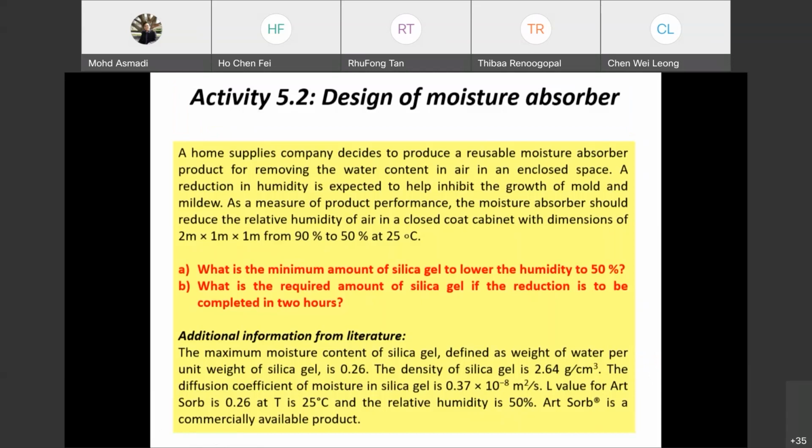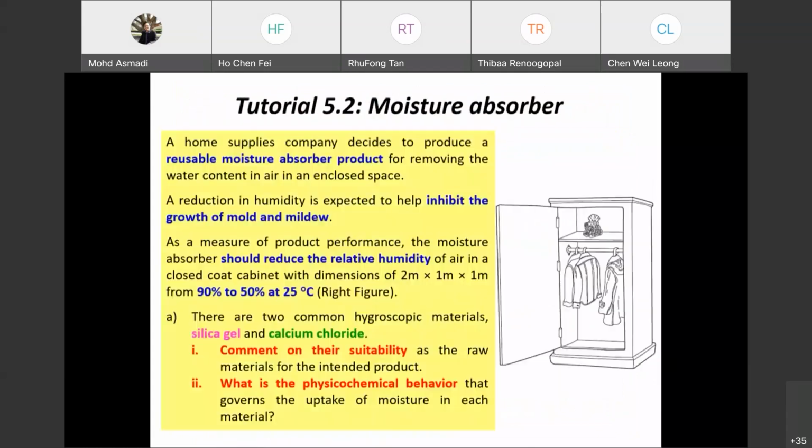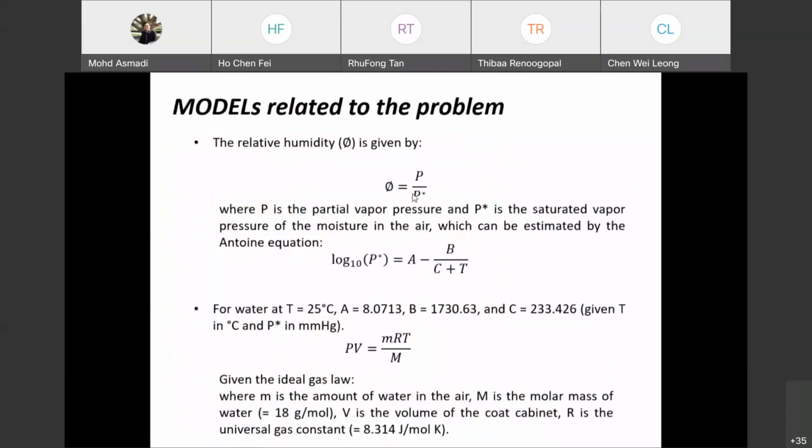So that is the fourth step, similarly like chemical devices. Let's do together the problem for the moisture absorber. And this one I already revised.